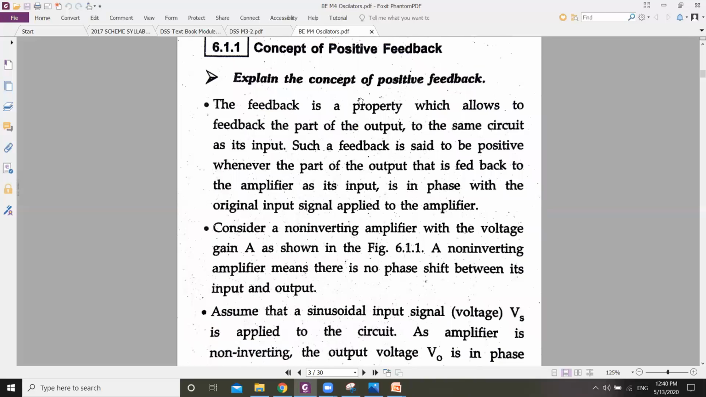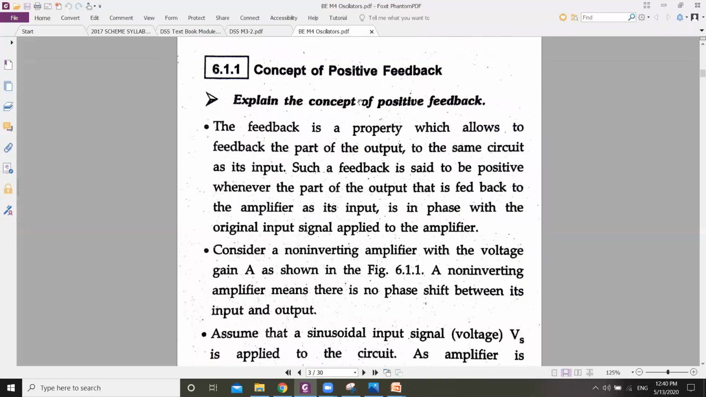Now what is this feedback? You also understood it in the previous lecture. Now what happens if we give positive feedback? Negative feedback we used in the last lectures. Now let us try to understand positive feedback. What is feedback? Let us try to understand that.